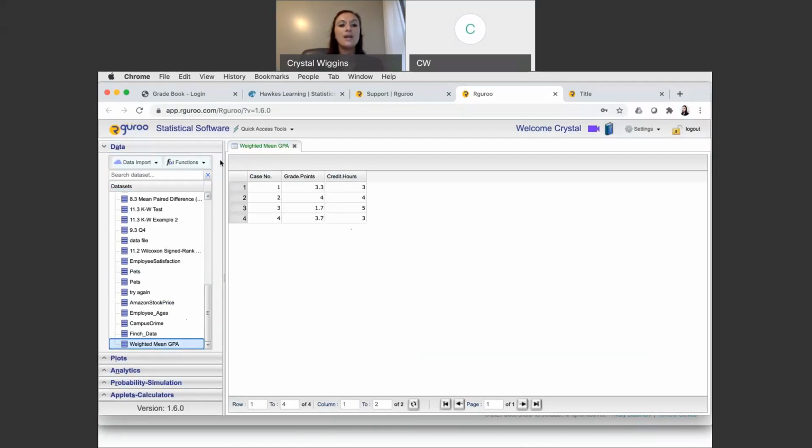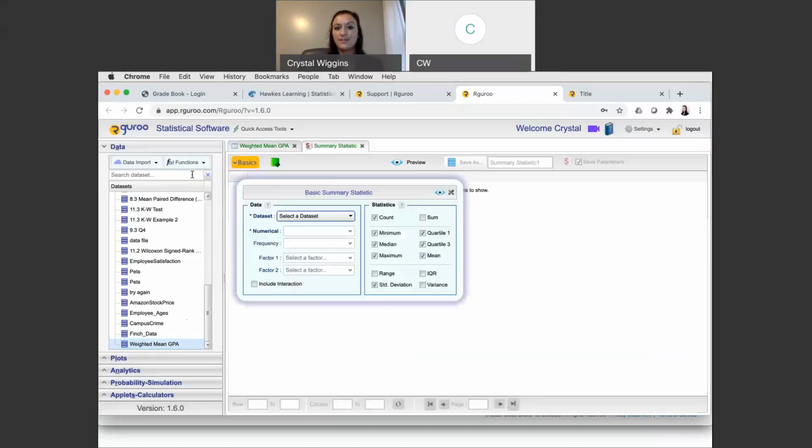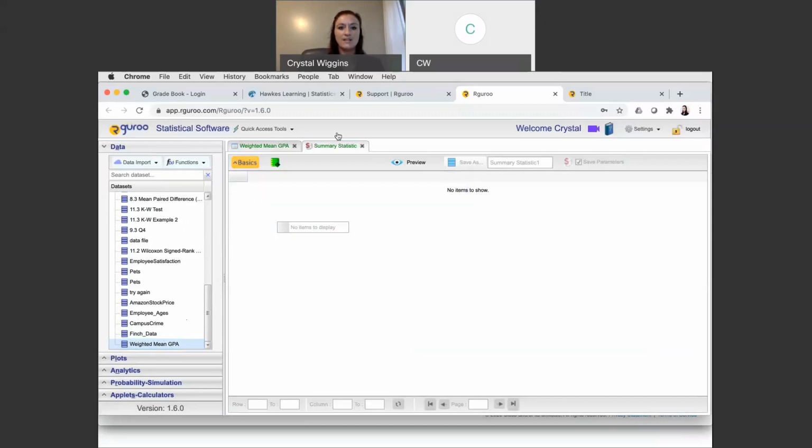So you can go over here to functions. This is still under the data menu. Go to summary statistic. We're going to select our data set. Well, that's quite strange. It says no data set to select.